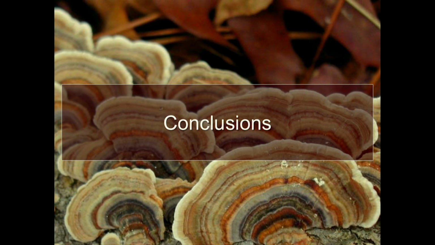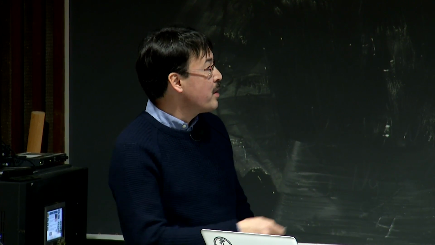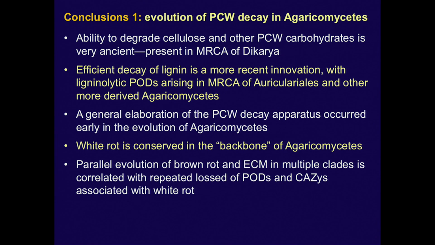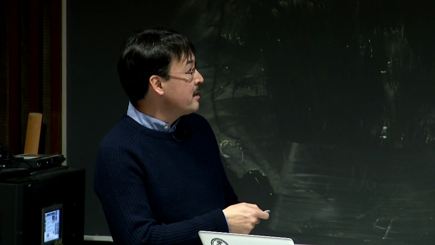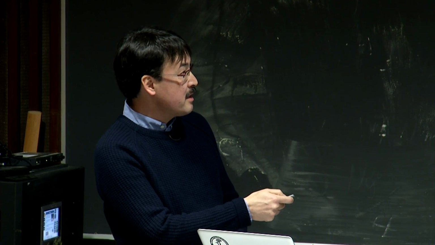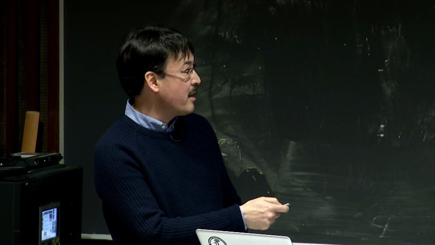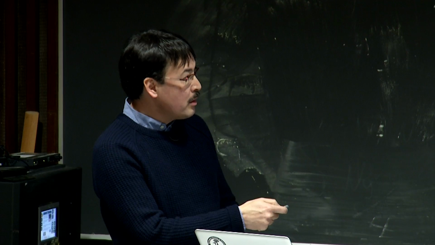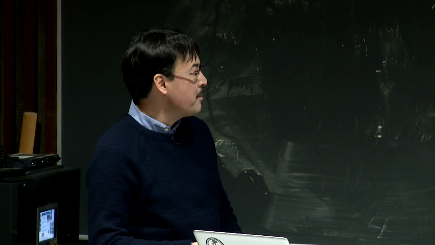So to conclude then, what about the evolution of plant cell wall decay in agaricomycetes? Well, the ability to degrade cellulose and other carbohydrates, these very ancient components of plant cell walls, is itself very ancient, present in the ancestor of the Dikarya, the ascomycetes and the basidiomycetes. Efficient decay of lignin is a much more recent innovation, with these ligninolytic PODs arising in the most recent common ancestor of a group called the Auriculariales and all other more derived agaricomycetes. There was this general elaboration of this plant cell wall decay apparatus early in the evolution of the agaricomycetes, and not all at the same time.